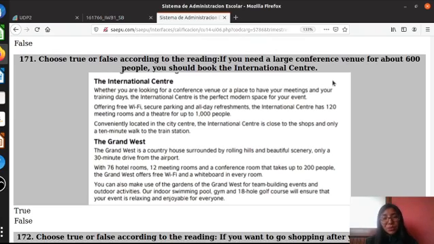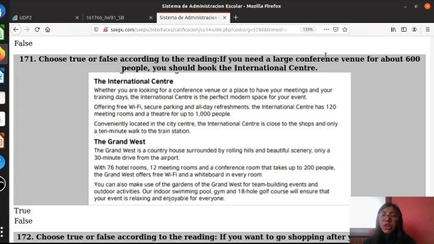Okay, that is the second reading. Esta es la segunda lectura. Choose true or false according to the reading. Okay, we are going to read. Esta es una lectura más chiquitita. The International Center and the Grand West. As you notice here we have two centers and they offer different kinds of activities. So we are going to read in order to understand better. Como usted se puede dar cuenta, aquí tenemos dos centros y cada centro nos va a especificar sus actividades o su información. Nosotros tenemos que escoger de acuerdo a la pregunta.